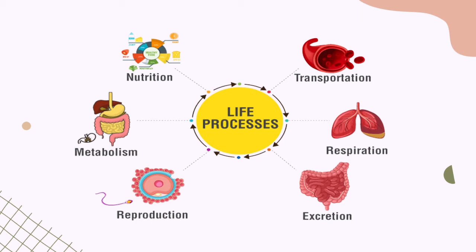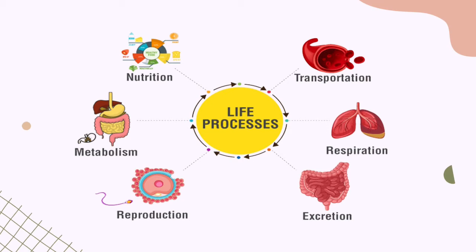The first one is nutrition, next is transportation, next is respiration, next is excretion, next is reproduction, next is metabolism. We can say that metabolism and nutrition happen more in the digestive system, while transportation happens in the circulatory system. Respiration happens in the respiratory system. Excretion as well happens in the digestive system, or in some parts it happens in the excretory system.